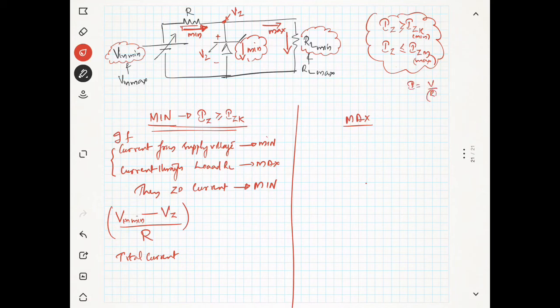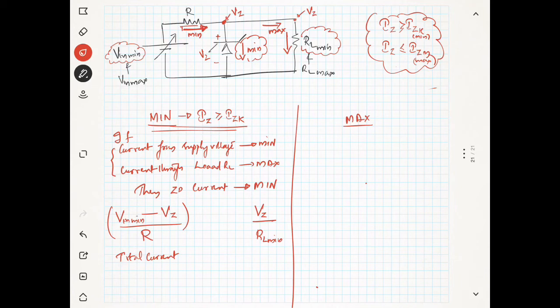If the resistance is minimum, the current will be maximum. So we will find this current. The current will be maximum when the resistance is minimum, but you know the voltage is Vz, so at this point also the voltage will be Vz. So Vz by RL minimum, that is the current through the load.